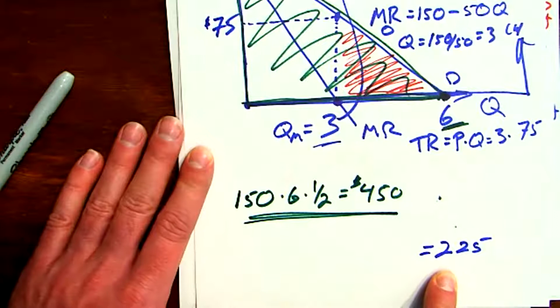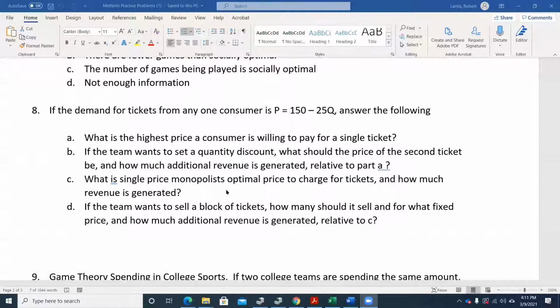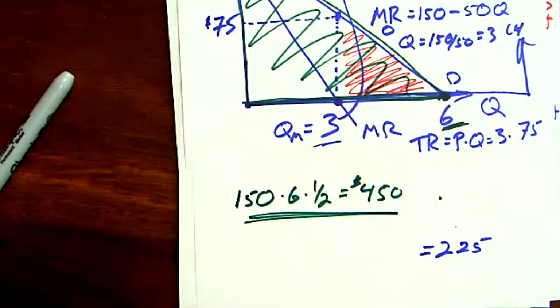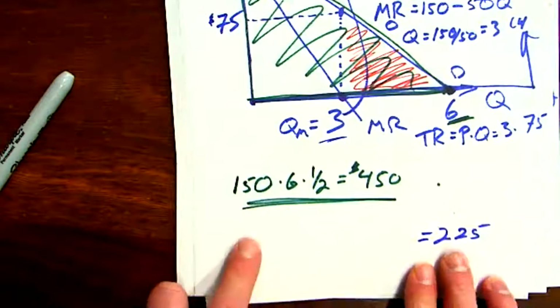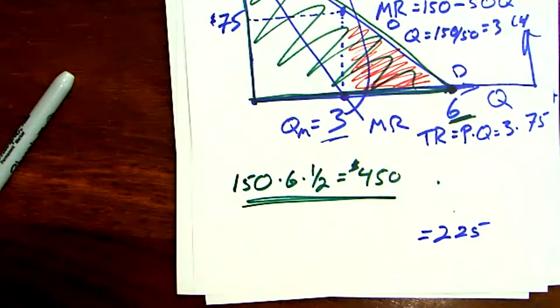Okay. Any questions on that? All right. Yeah, relative to Part C, where we only had $225 per consumer. So yeah, the difference between the two would be the additional revenue.